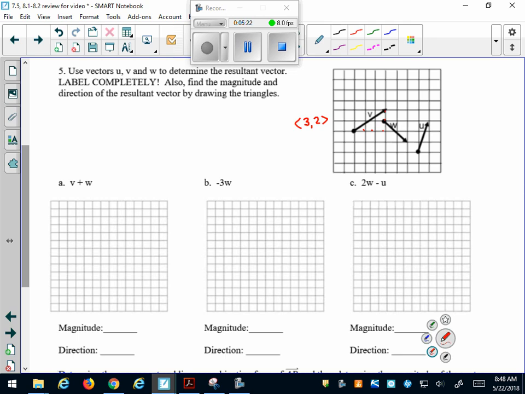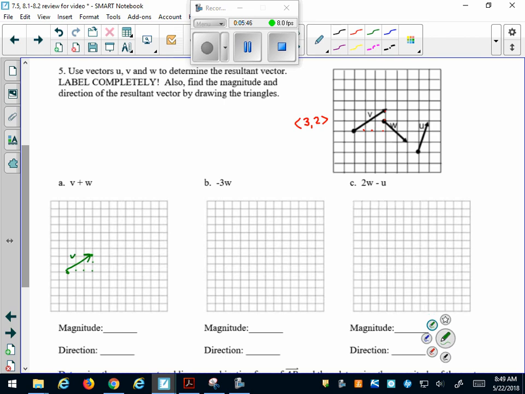V plus W. So I'm going to do the first one live here, and then I'll just put up the answers. Again, I don't want this video to get too long, but for V plus W, I'm going to copy V, which is to the right 3 and up 2. So 1, 2, 3, up 2. Put the arrow, make sure you're writing your arrow there, and that's vector V.